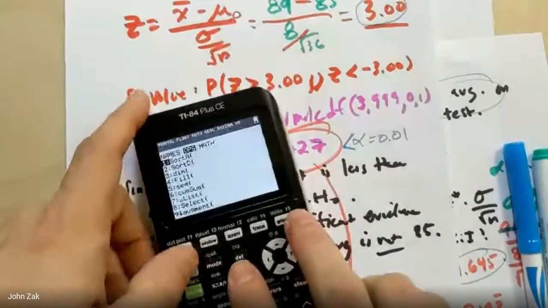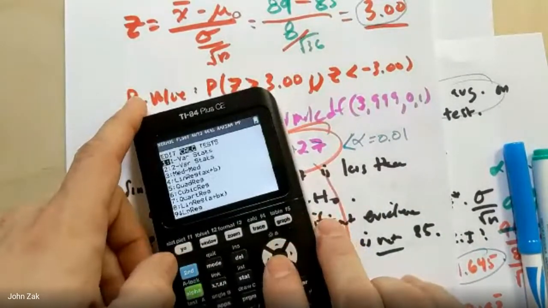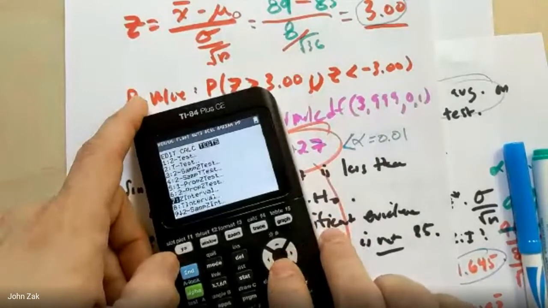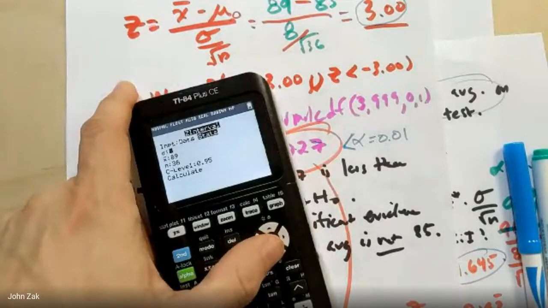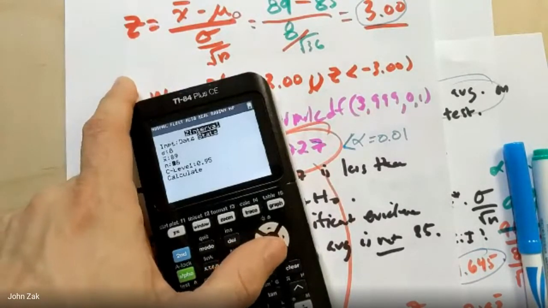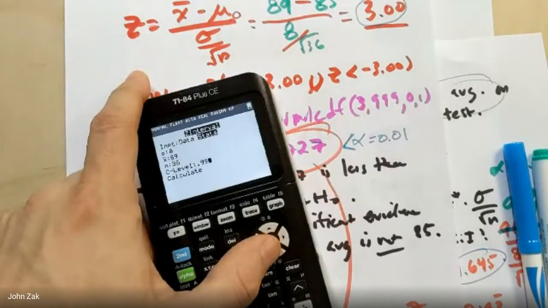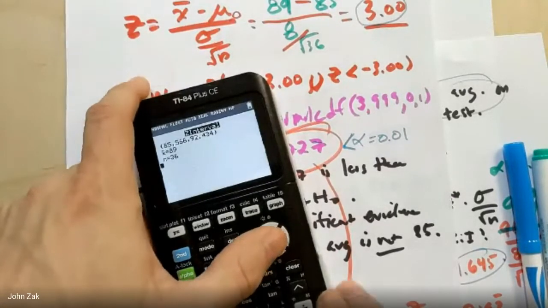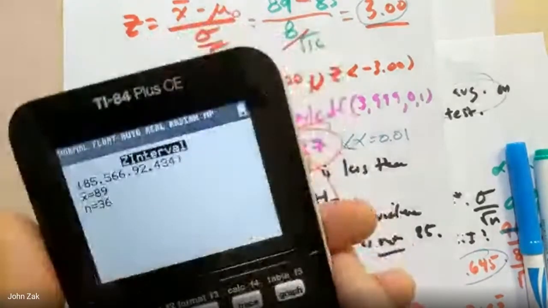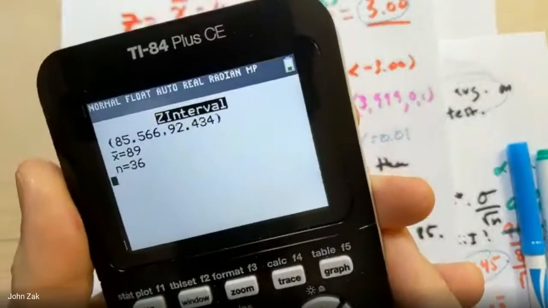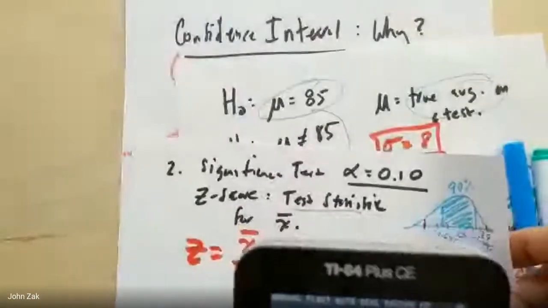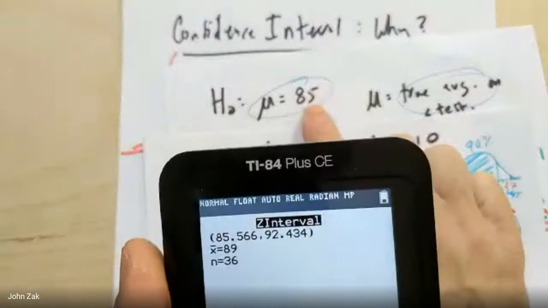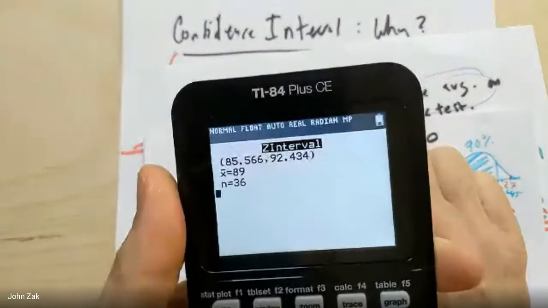Let's do a 99% interval. This time I'll just do it in my calculator real quick. I'll do a Z interval, and I'm going to make my sigma 8. My mean was still 89. My sample size was 96. Let's make our level of confidence 0.99. And we got something that went from 85.56 to 92.434.